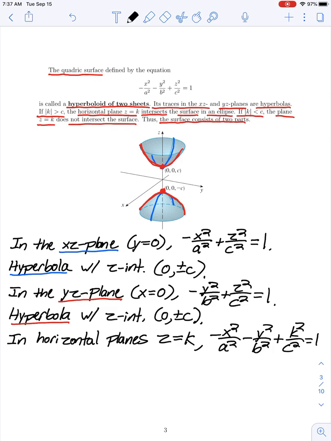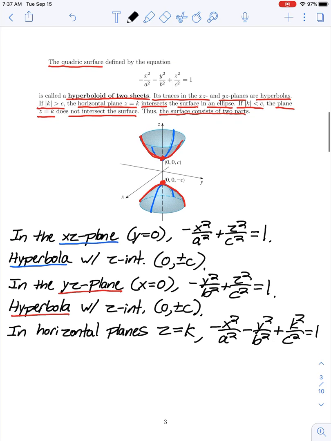So if we move everything with a variable to one side of our equation and everything with constants to the other side of the equation, we would have the following. So I could rewrite this equation as k squared over c squared minus 1 is equal to the sum of x squared over a squared plus y squared over b squared. So I would recognize this as the equation of an ellipse.